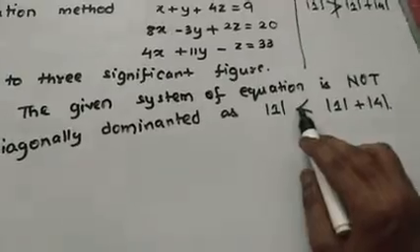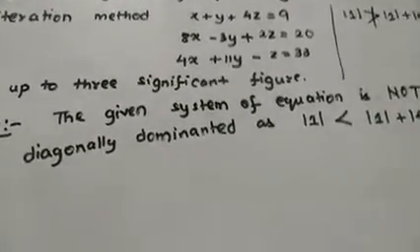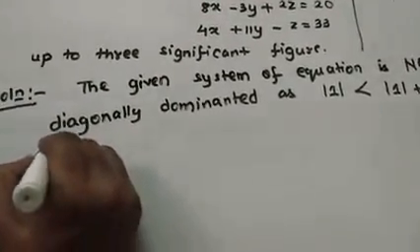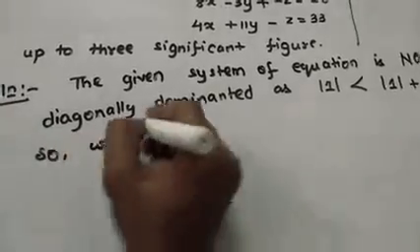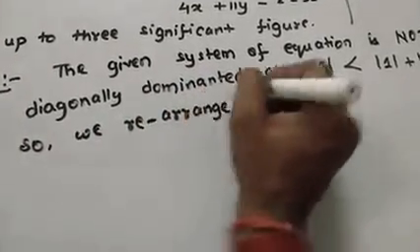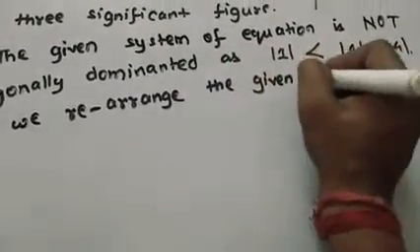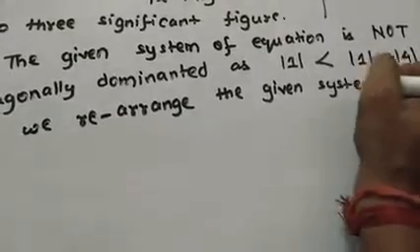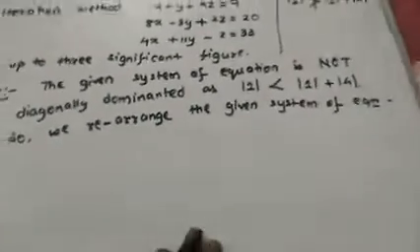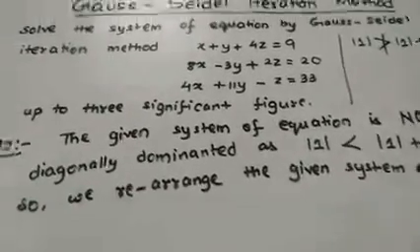It should be greater than, but here it is less than, so it is not diagonally dominated. So we rearrange the given system of equations as follows. Now, how to rearrange? It's very simple.